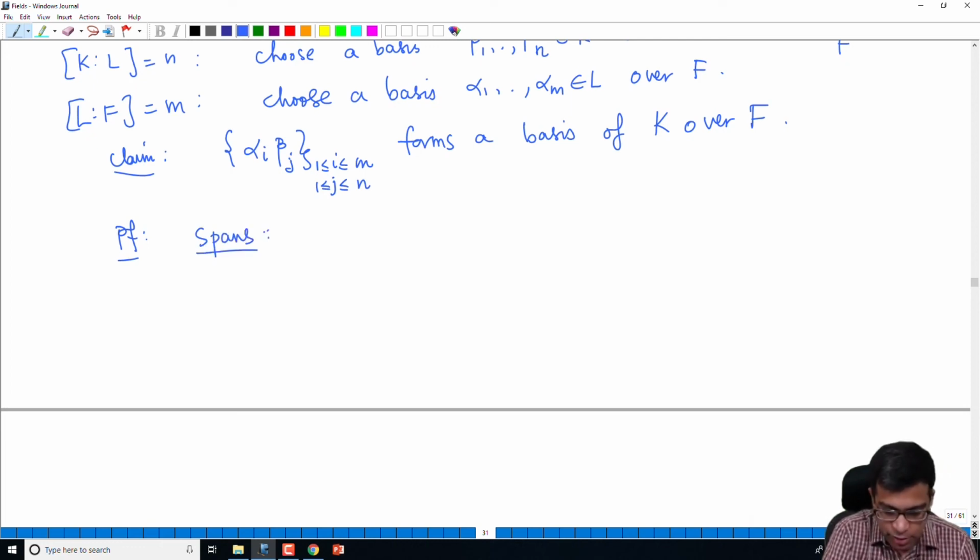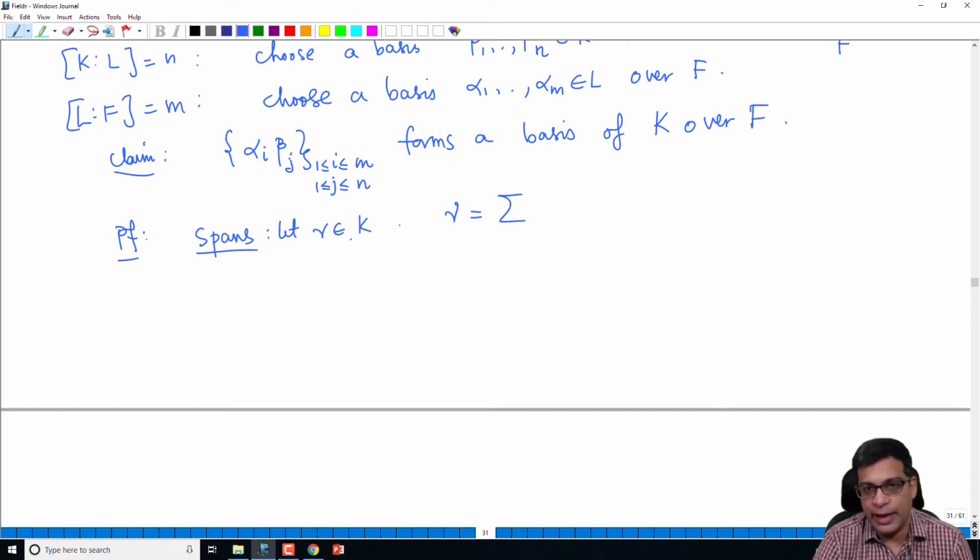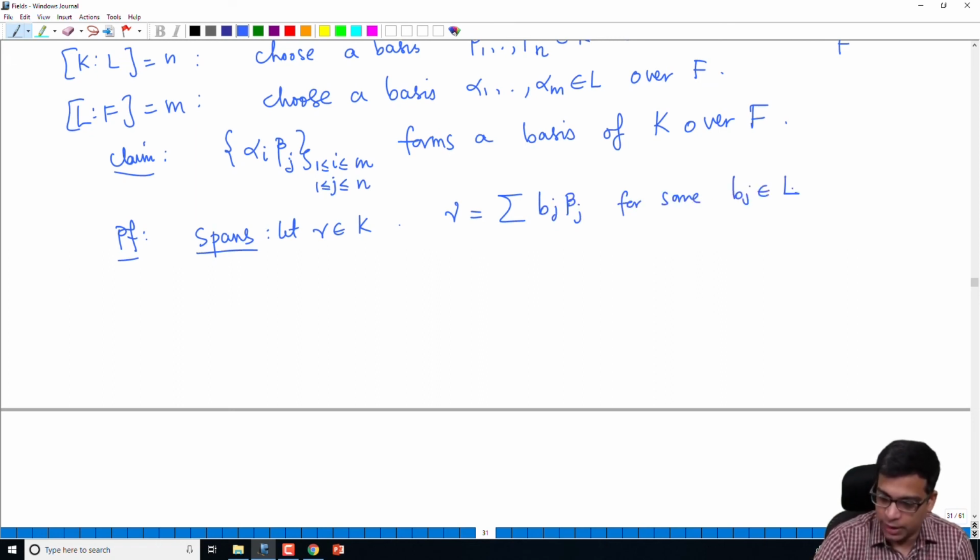Again, remember as in the earlier theorem of this video, basis means it spans and is linearly independent. So to prove that it spans, let us choose an arbitrary element gamma in K. We can write gamma, so I'll quickly do this, it's not difficult at all. Gamma is in K and K has a basis beta 1 through beta n over L. So this can be written as the sum of b_j beta_j for some b_j in L, j equal to 1 to n.